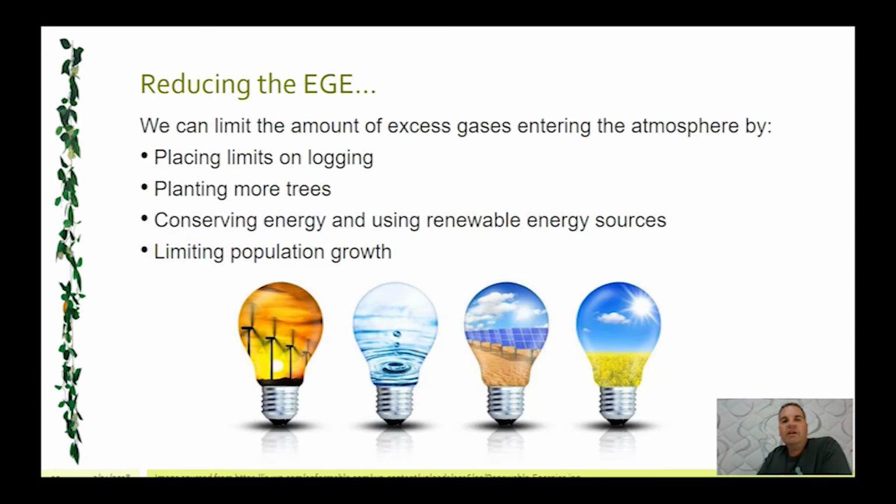In order to reduce the enhanced greenhouse effect, we can limit the amount of gases going into the atmosphere a number of ways. So we can place limits on logging, all right, make it sustainable logging, so we're planting more trees. We conserve energy, and renewable energy sources is important. So we've got some examples here of wind energy, which is very prevalent here in South Australia. We have the highest proportion of renewable energy anywhere in Australia.